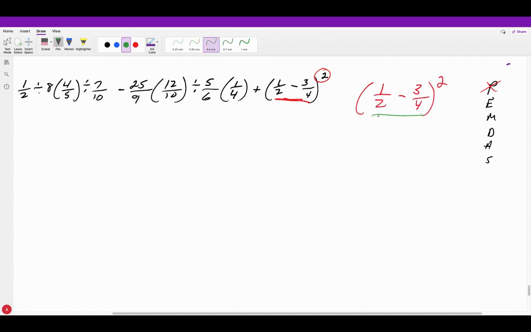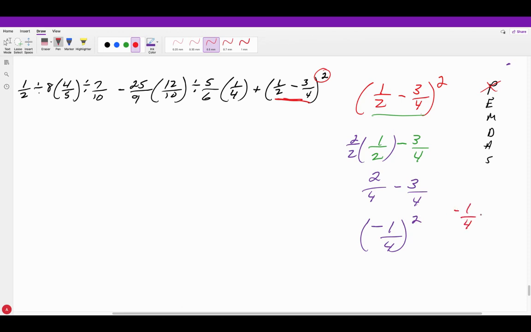So first we need to do what's on the inside of the parentheses. So 1/2 minus 3/4. In order for us to add or subtract fractions, we need a common denominator. So I'll multiply it by 2 over 2, which gives me 2 over 4 minus 3 over 4, which then gives me negative 1 over 4. But this was being raised to the second power. And remember, when we have an exponent, that's saying we're multiplying that number that many times. So negative 1/4 times negative 1/4 is going to give me a positive 1/16.